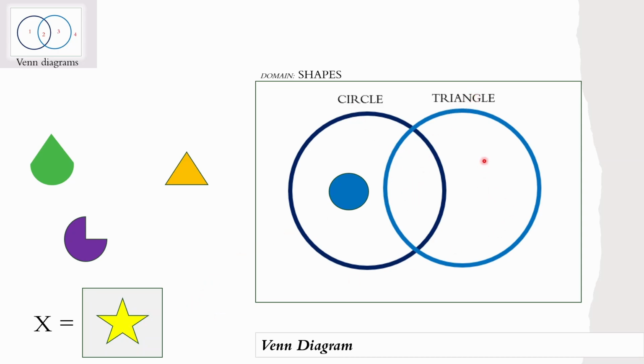And it can't be in this region because it's not a triangle. So we have to put it into region 4. How about this shape here?